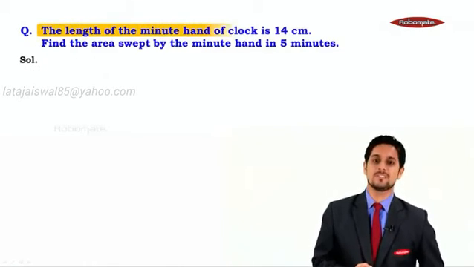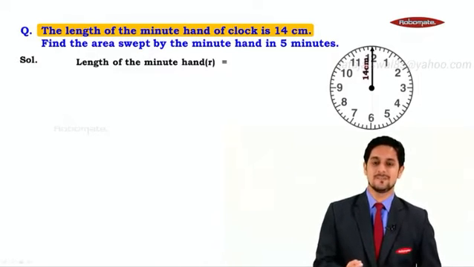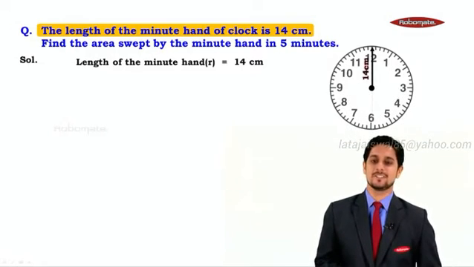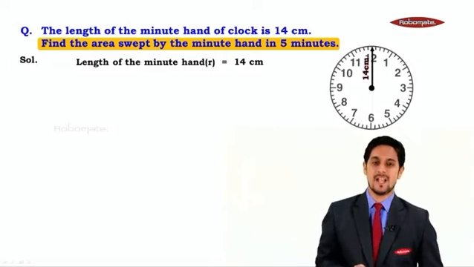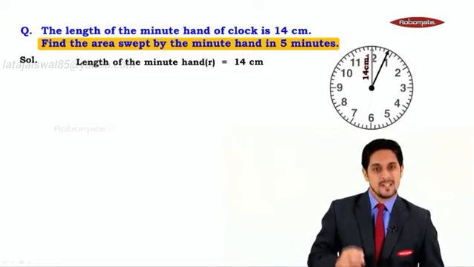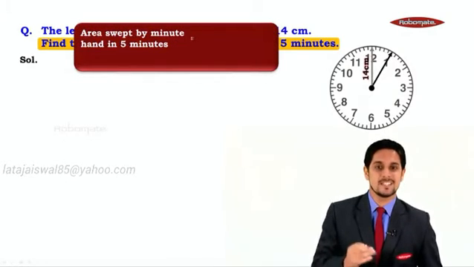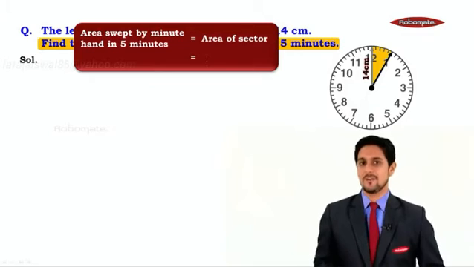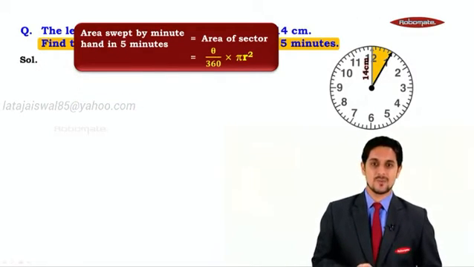Now students, let us understand the sum based on the clock, which says the length of the minute hand of the clock is 14 centimeters. That means the radius of the circle is nothing but the length of the minute hand, which is equal to 14 centimeters. We are supposed to calculate the area swept by the minute hand in 5 minutes. Let us observe the area which is swept by it in 5 minutes. It is nothing but equal to the area of the sector. And the formula for area of the sector is theta upon 360 into pi r square.